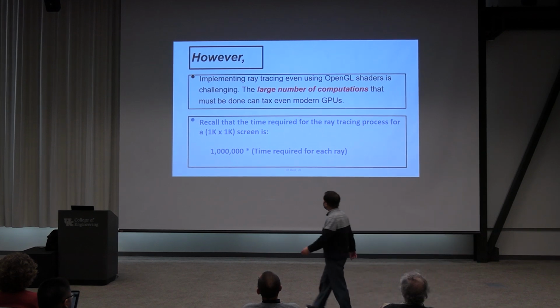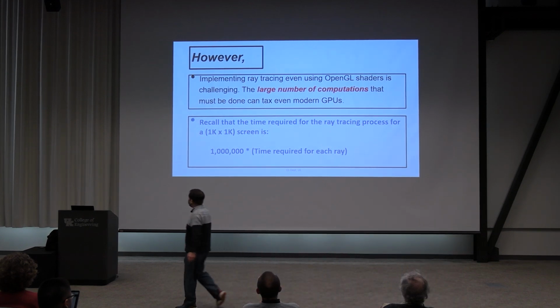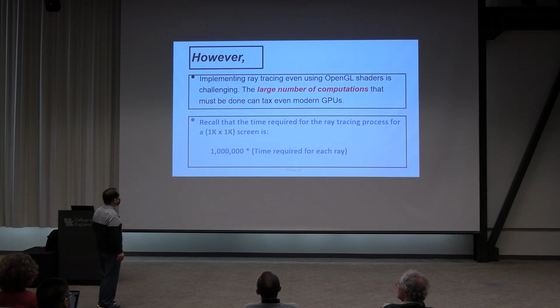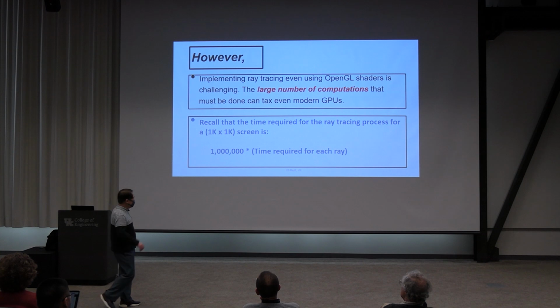However, implementing ray tracing, even using OpenGL shaders, is challenging. I'll tell you why. Because the large number of computations required for the ray tracing process can even tax modern GPUs. Okay?